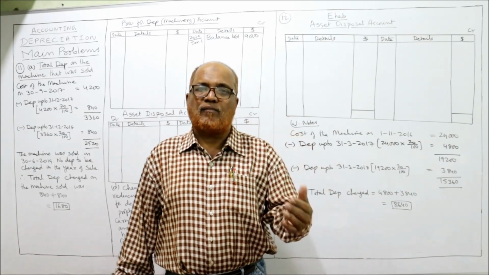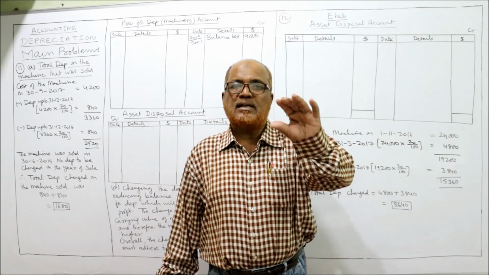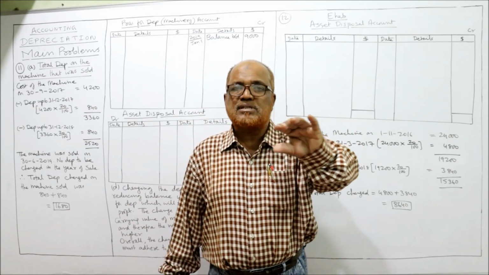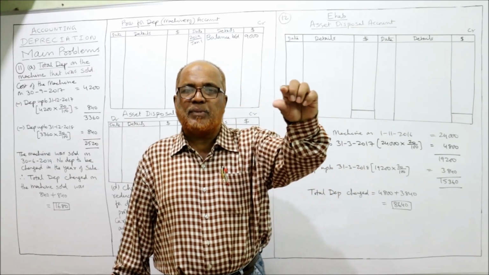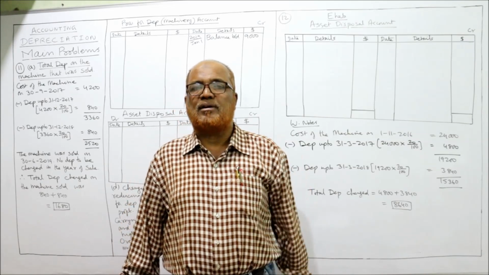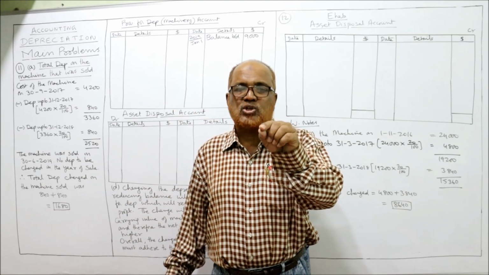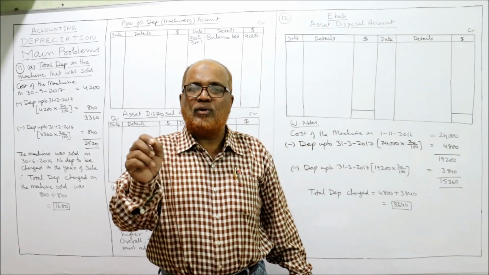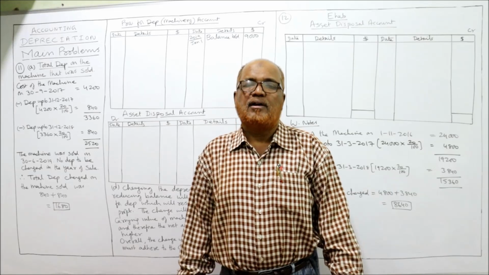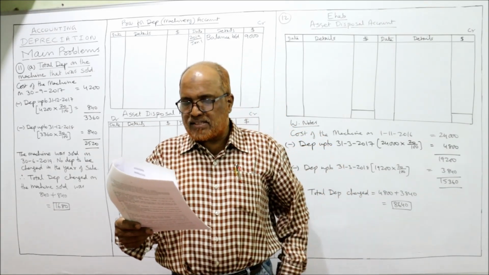Last entry will be profit or loss. If there is a profit, asset disposal debit, income statement credit. If there is a loss, income statement debit, asset disposal credit. Always whenever you watch the lecture, keep a notebook beside you. And whatever entries I am telling, if you go on writing those entries, definitely you will be able to remember, right? Now, first part.